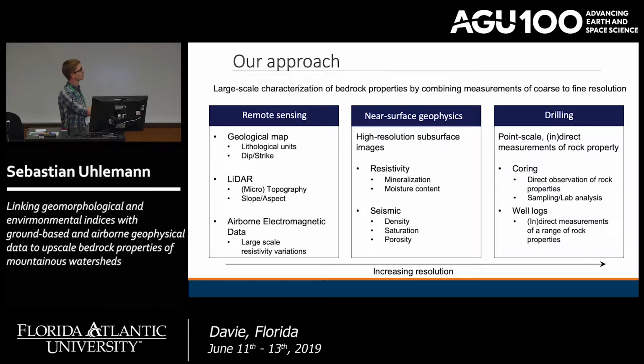And then we're trying to use whatever relationships we get out of these to upscale them through remote sensing and geological maps, where in particular geological maps give us the geology, including its dip and strike. But we also have LiDAR data, where we get topography data, but also slope and aspect, which then helps us to feed these geomorphological models. What's not shown here is we also have NEON data, which is hyperspectral data, which helps us identify which types of vegetation we have. And then we have airborne electromagnetic data.